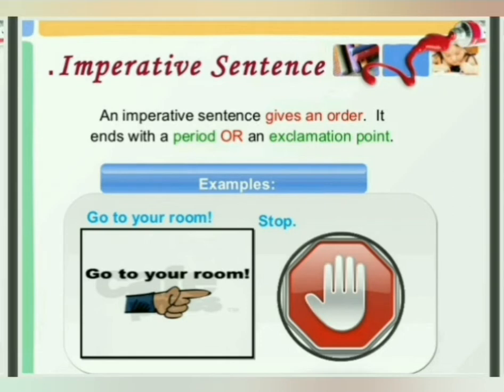And the next kind of sentence is the imperative sentence. An imperative sentence gives an order. It ends with a period, which is nothing but a full stop, or an exclamation mark. For example, go to your room. This sentence ends with an exclamation mark. And next one, stop. It ends with a full stop. An imperative sentence also makes a request. For example, please give me a pen. Please open the window. See, these are examples for imperative sentences.